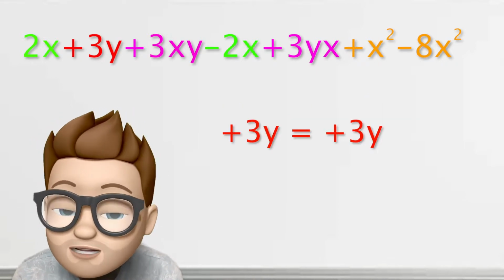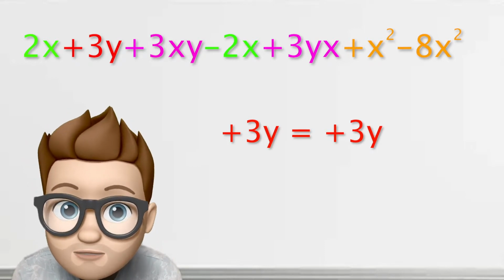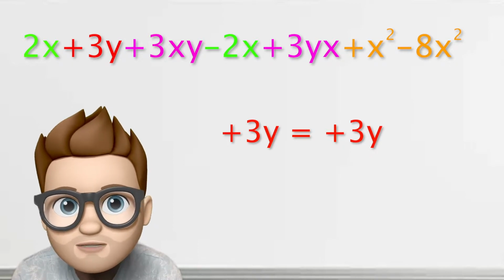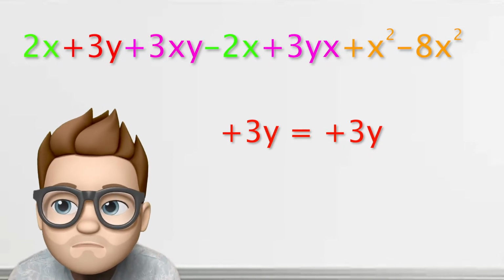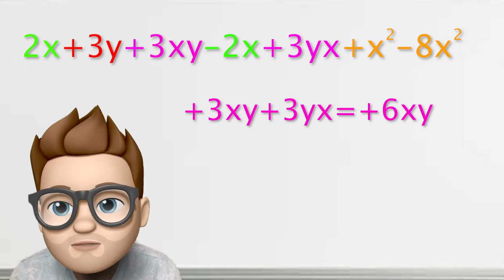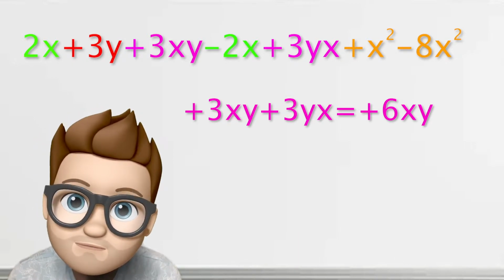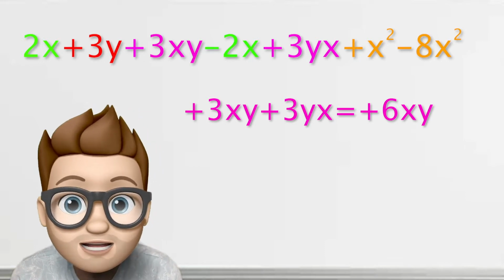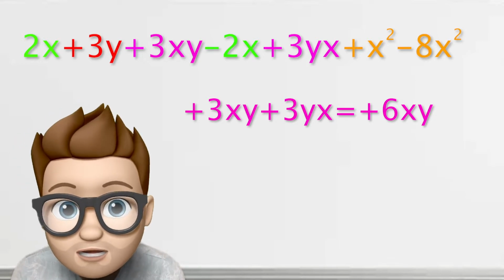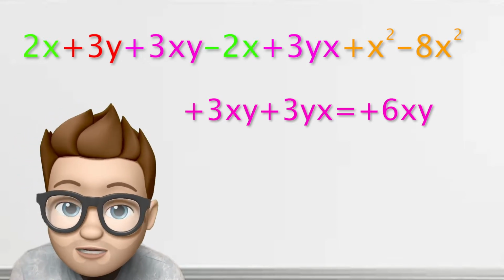Anyways, 3y is the next thing we have. Now, we can look along. We cannot find another 3y. There's other things similar, but no other 3y's. So what do we have? Well, we have 3y. Perfect. We're just going to write that down. We're going to keep it there. Next thing we got 3xy's and we got 3yx's. All right, so this is back to, is xy different than yx? No, these are like terms. And if we have 3 of them and another 3, we now have 6 xy's.